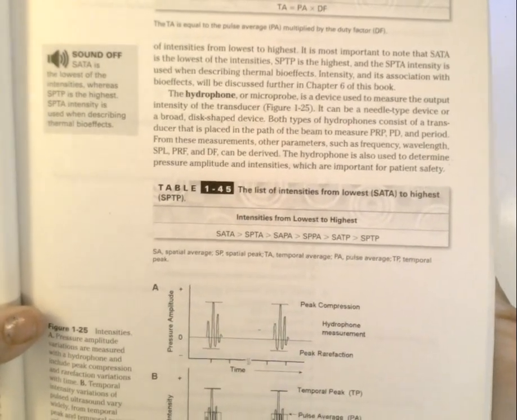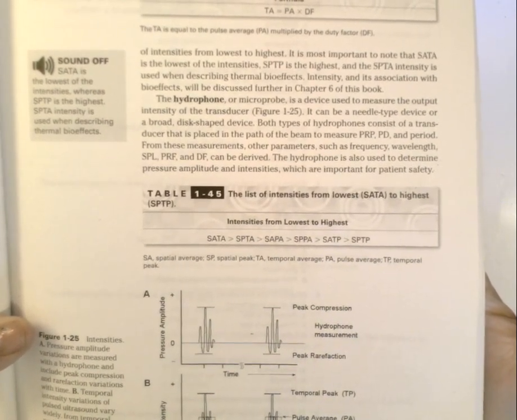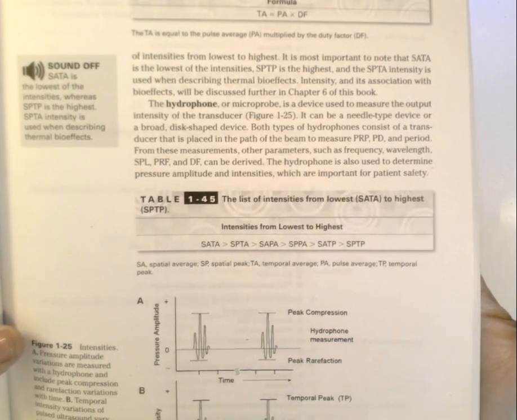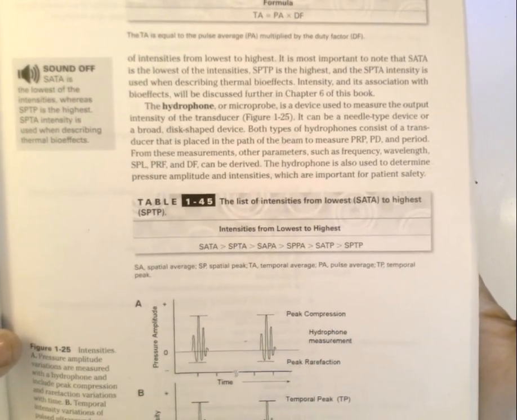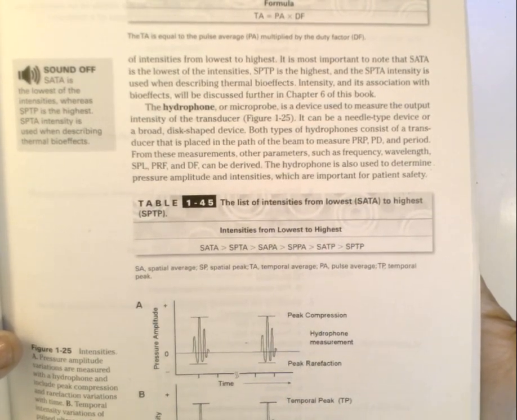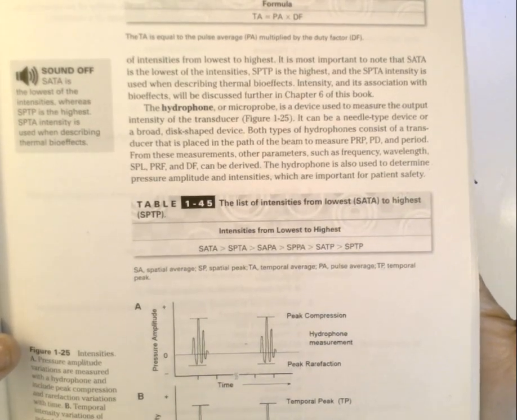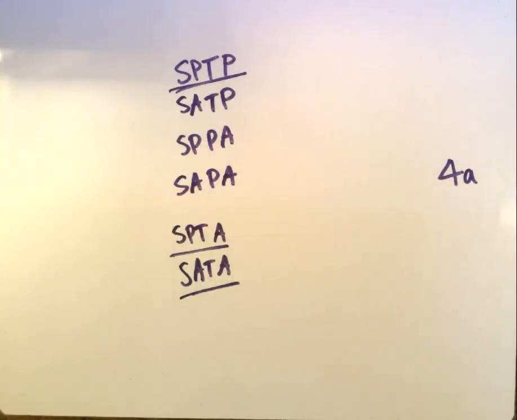But again, I'll just show you this page here. They do list all 6 of the intensities, but you'll notice that they skip IMAX. They don't actually even talk about IMAX in there. So it really just depends on the resource that you're using. But that is where that information comes from and how the other intensities fit into the rankings. And then again, just know that SPTP is the biggest, SATA is the smallest, and SPTA is the one we use for bioeffects.